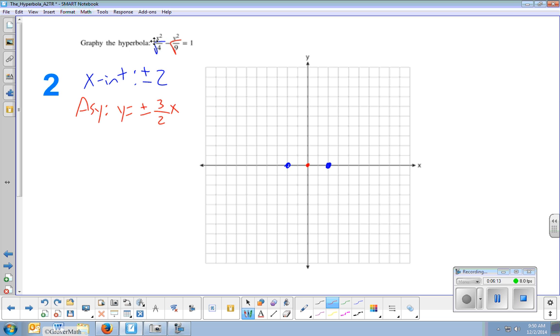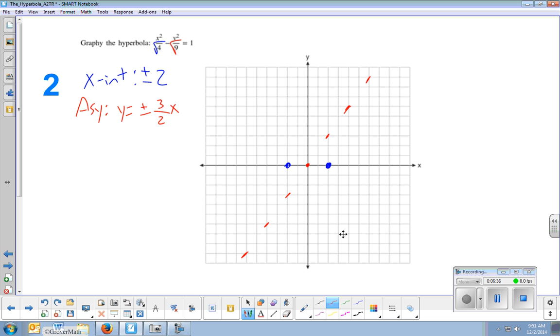And so for the lead x ones, it's the b over the a. And so I want to plot these as dotted lines. So 3 over 2 is my slope. So that's up 3 over 2, up 3 over 2, up 3 over 2. And then same thing on the negative side. And so this is my positive sloped 3 over 2.